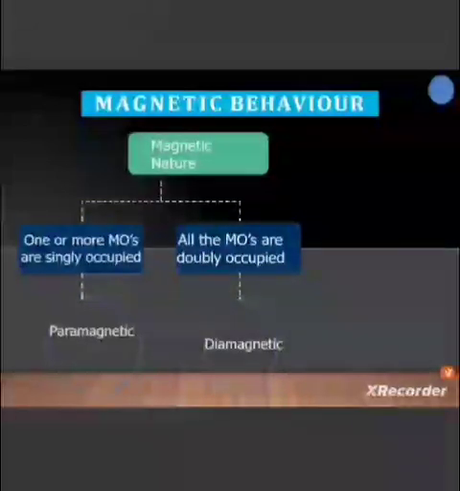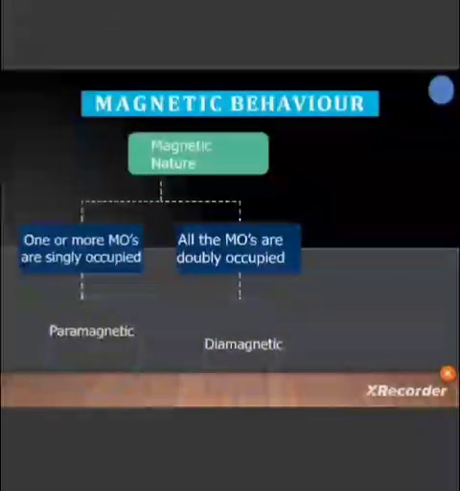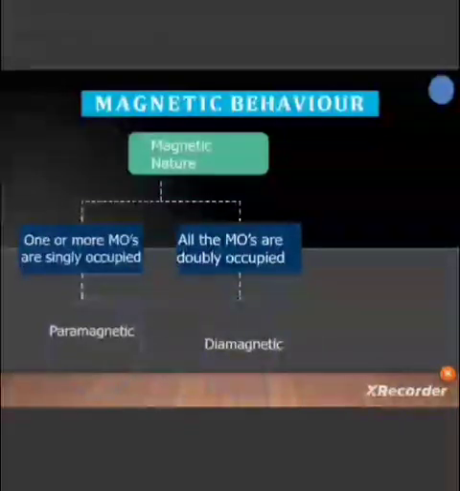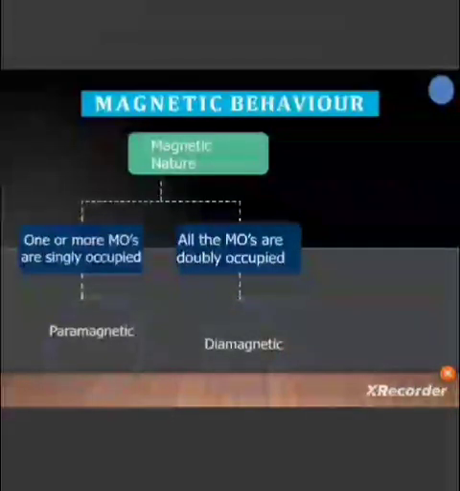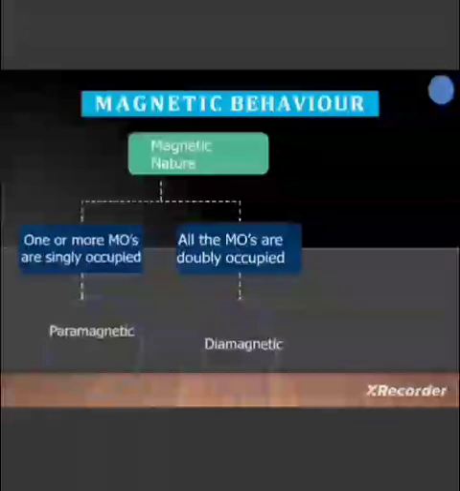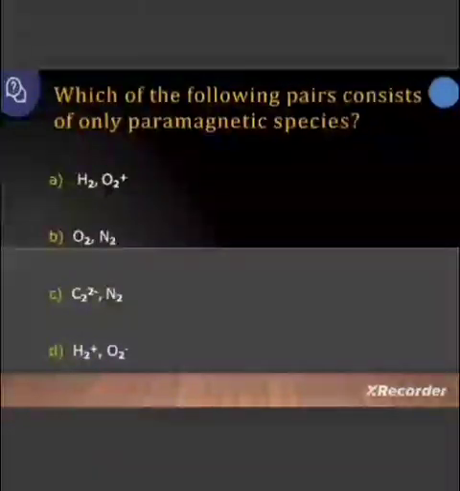Magnetic behavior. There are two types of magnetic behavior, paramagnetic and diamagnetic. If the molecular orbitals are singly occupied, it means the substance is paramagnetic. If they are doubly occupied, the substance is diamagnetic. Students, these are the various applications of the molecular orbital theory. You can practice the various questions related to the topic.